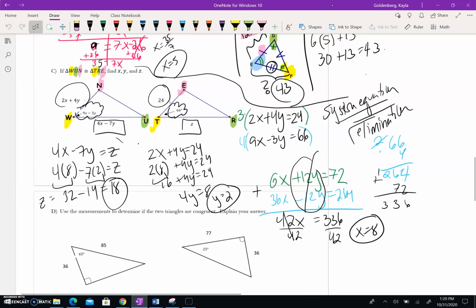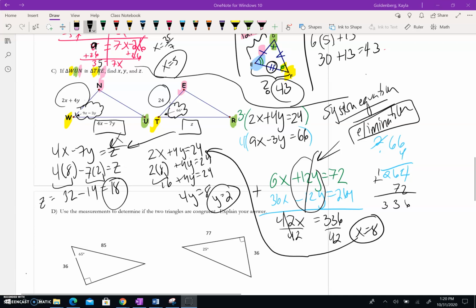We are using elimination, which is where you have to make the 12s match. One positive, one negative. You add the equations and you get 42x is equal to 336 if you were focusing on the 12s like I was. You get x is equal to 8. From there, following the arrow, you plug it into one of the equations to see that y is 2. Following that, the next arrow leads us to plugging in x and y to find z.